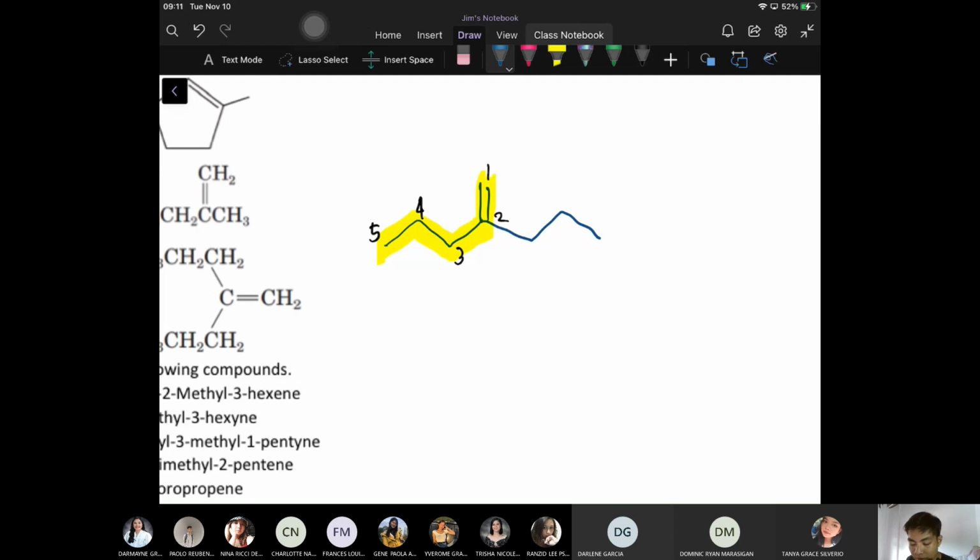Okay? So, my parent chain is 1-pentene. Parang shampoo lang na. So, sa aking substituent ay 2-propyl. Kasi tatlong carbon, 1, 2, 3. So, yun yung pangalan niya. 2-propyl-1-pentene. Okay? So, ganun yung naming.